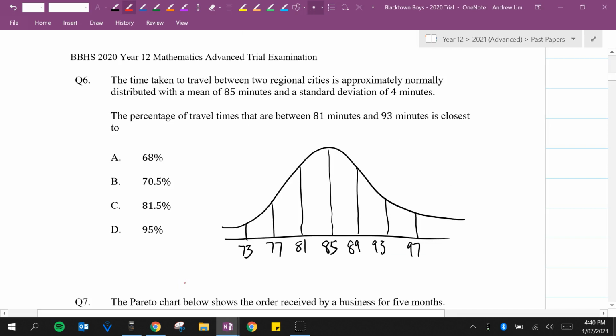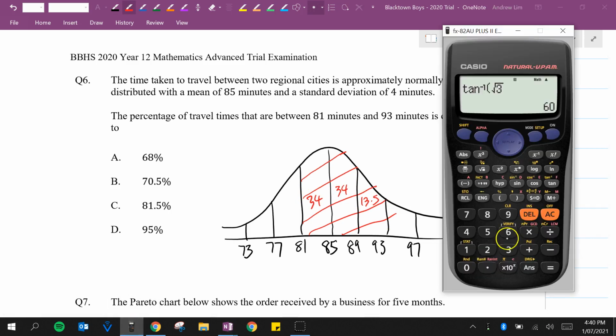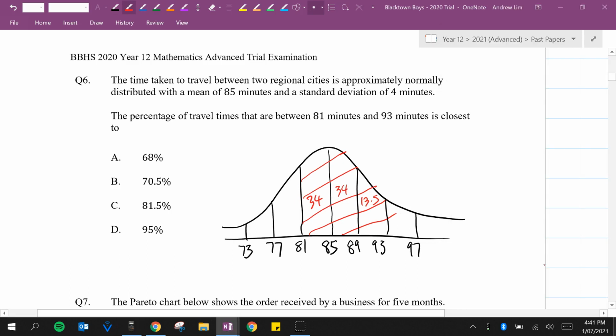So the question says the percentage of travel times that are between 81 minutes and 93 minutes. So we want all of this. So that's 34 plus 34 plus 13.5, which is 81.5%. C.